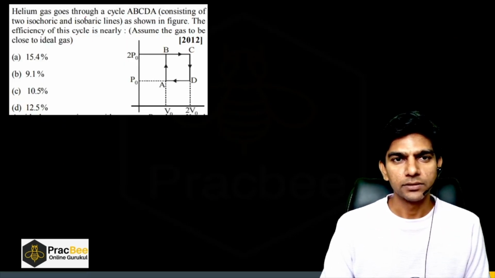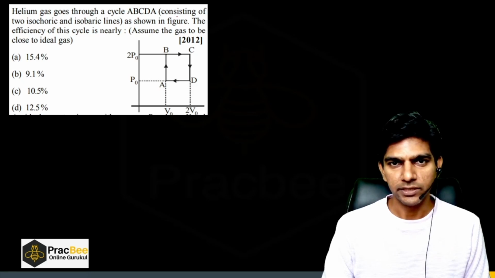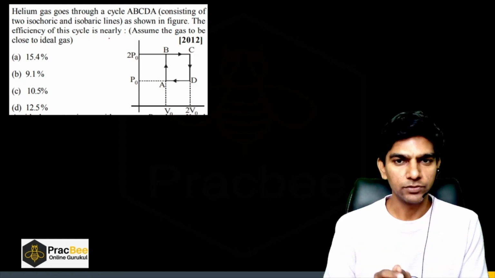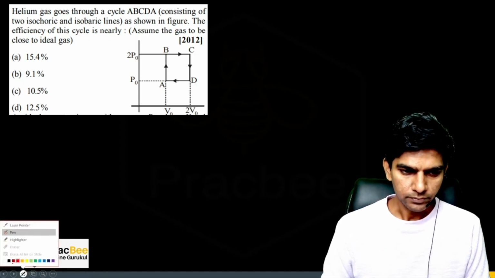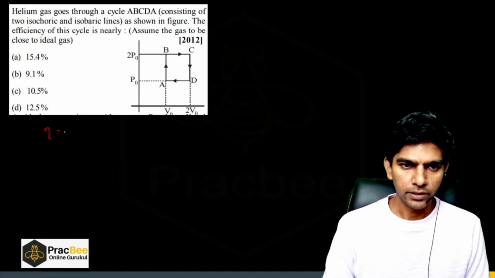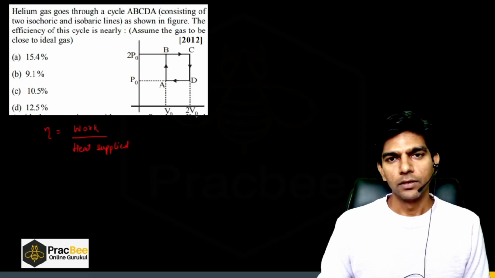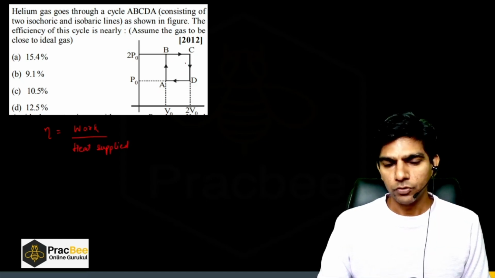Helium gas goes through a cyclic process ABCDA consisting of two isochoric and two isobaric lines as shown in the figure. The efficiency of this cycle is nearly. So basically we have to find the efficiency, and we know that efficiency is work divided by the heat supplied. Now in this cycle there are four processes.